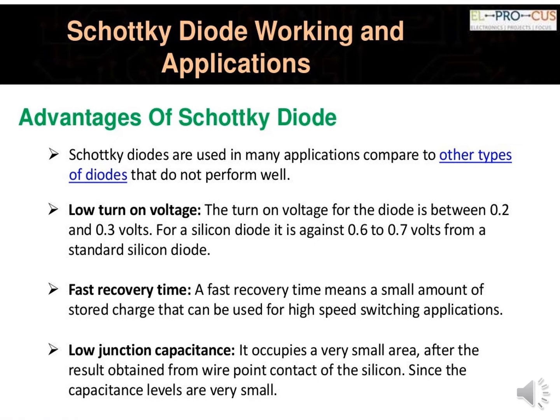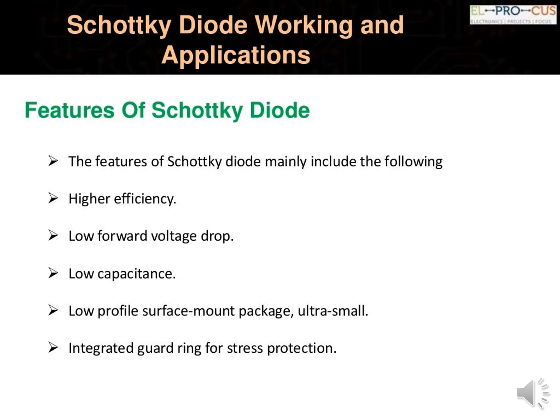Next is fast recovery time. Fast recovery time means it has a small amount of stored charge, which is useful for high speed switching applications. Next is low junction capacitance. It occupies a very small area, so the result can be obtained with a point contact with silicon. Next are the features of Schottky diode: higher efficiency, low forward voltage drop, low capacitance, a low profile surface mount package that is ultra small, and integrated guard ring for stress protection.